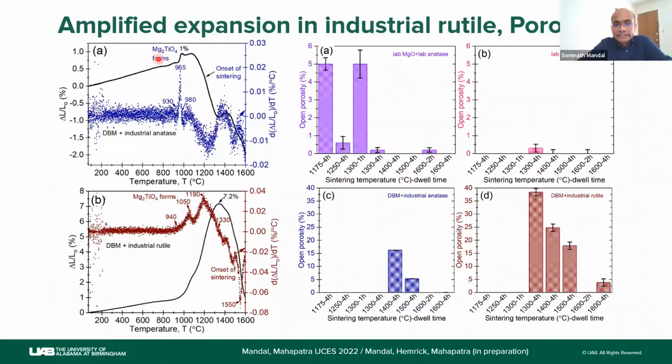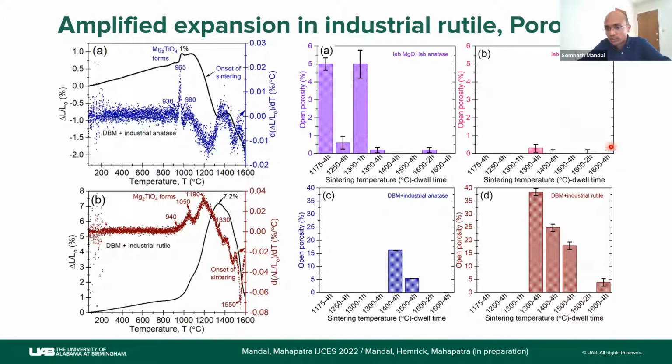When you use industrial anatase and react it with industrial dead burned magnesia, which is DBM, you see that the expansion is much less, 1% versus 7.2%. This is a huge change. After this expansion there is sintering at 1600 degrees C, and the shrinkage value is roughly 2%, whereas for rutile the shrinkage value is 1% expansion. When rutile reacts and forms magnesium titanate, this excessive expansion hinders sintering.